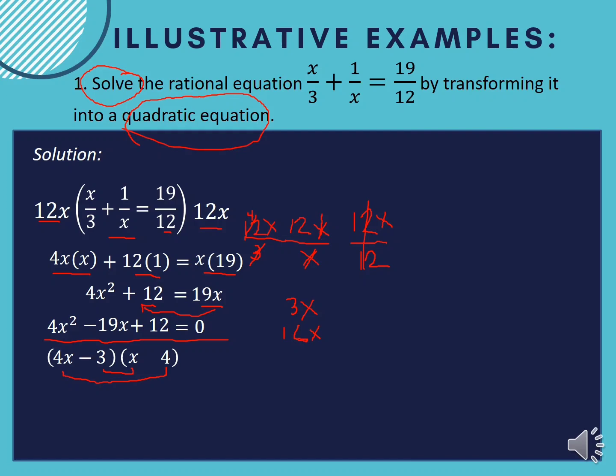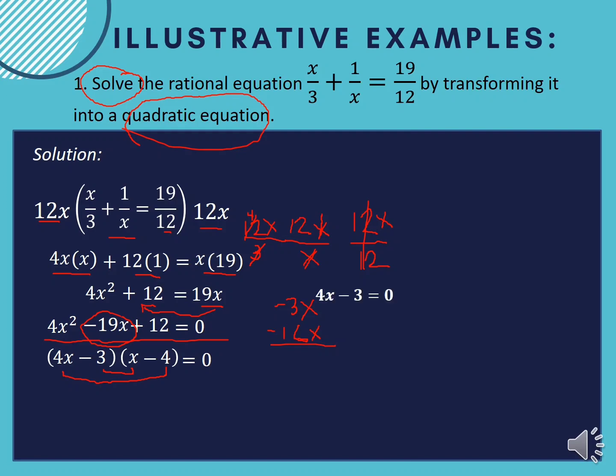Yes po. That is if our operation is negative. And since negative times negative is positive, pag ito ay negative tsaka ito ay negative, this will become negative 19x. So, therefore, nag-satisfy siya dito sa ating middle term. So, this is the correct factored form: 4x minus 3 times x minus 4 is equal to 0.